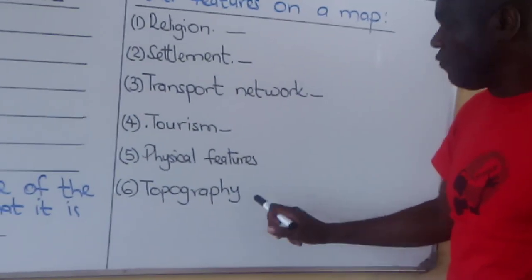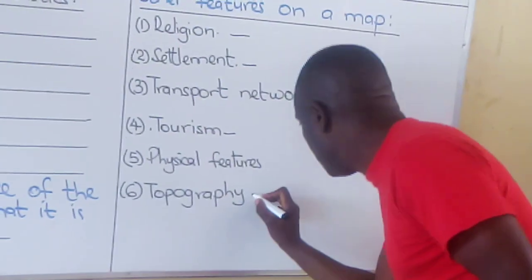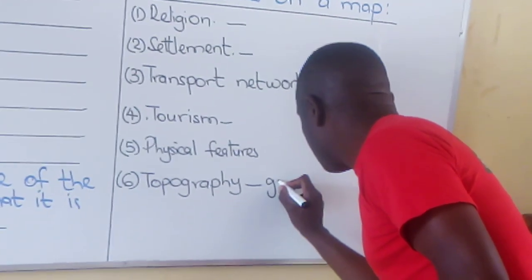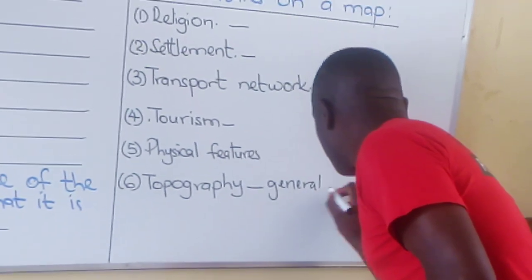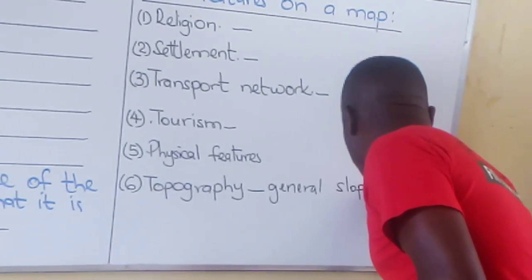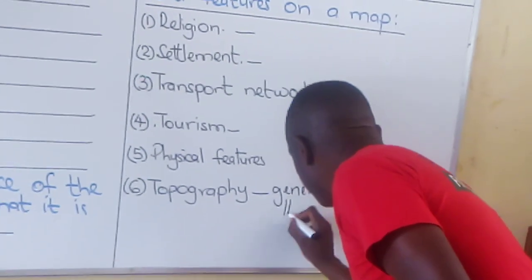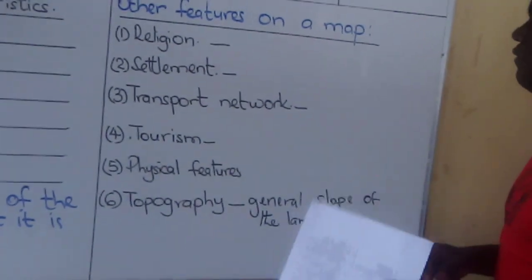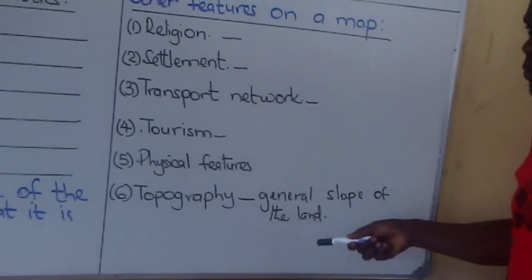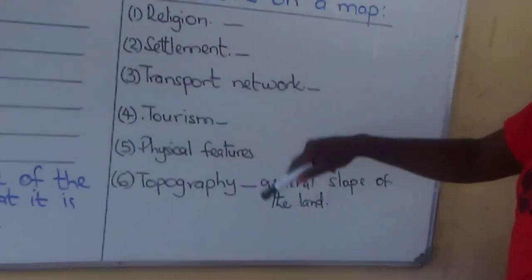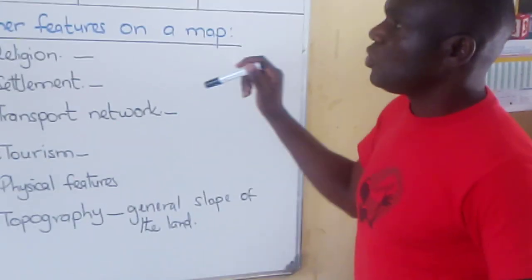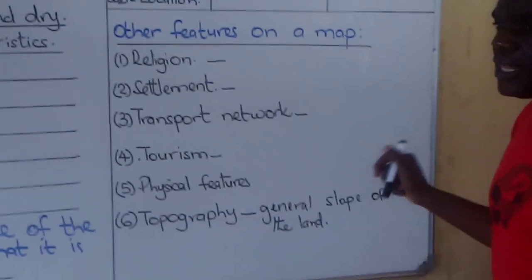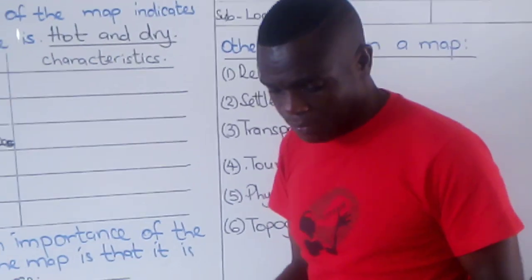Then the topography of the land. Topography is the general slope of the land. The general slope of the land, that refers to its topography. There are so many things that you need to learn and master about the map, and questions that come from a map. You can gather them from different books and different question papers, and you'll be able to understand them.